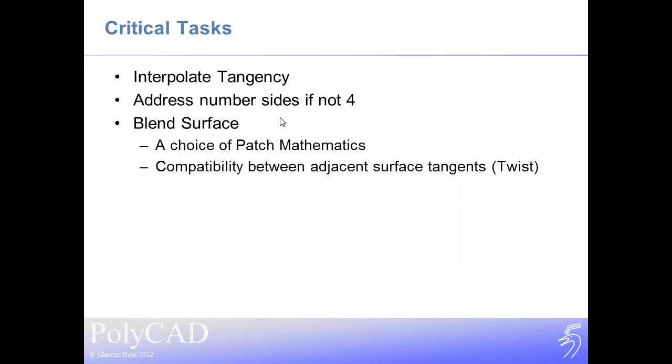Okay, so the critical tasks in this process are that we have to interpolate the surface tangency, we have to address the cases when the number of sides of the faces is not 4, and then we generate our blend surfaces. Because we're no longer interacting directly with the surfaces, we do not necessarily need to worry about NURBS or surfaces with control points, so we have a selection. And the next issue that is quite challenging is to deal with the issue of compatibility between the surface tangents of adjacent edges, and this concept is often known as twist.